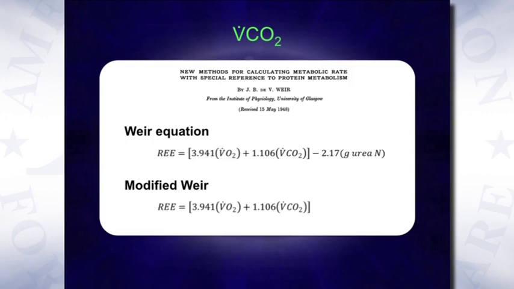The Weir equation, which was published in the middle of the 20th century, basically gave to us an equation by which if you measured oxygen consumption and CO2 elimination, as well as the urinary nitrogen production, which is a byproduct of protein catabolism, you can calculate the energy expenditure in your subject. What's really wonderful is we don't have to worry about urine collection. The modified Weir equation essentially drops off that term because it doesn't contribute a great amount of actual accuracy. I think it's around 2 to 4%.